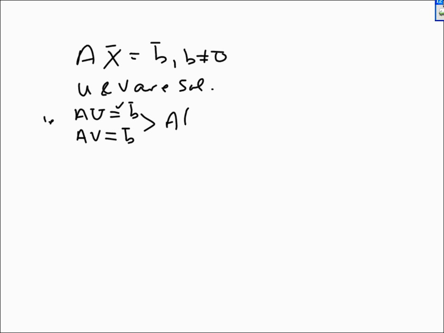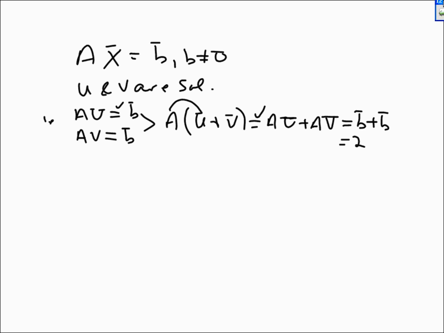Well, for the sum, it won't work. Because you do get AU plus AV, but there's one problem with that. AU is B, plus AV is B. This is equal to 2B, which is not B. For this to be a solution, A times that should equal B, but it doesn't.